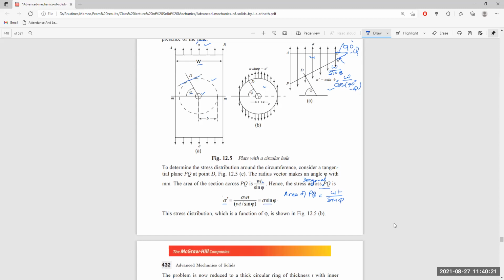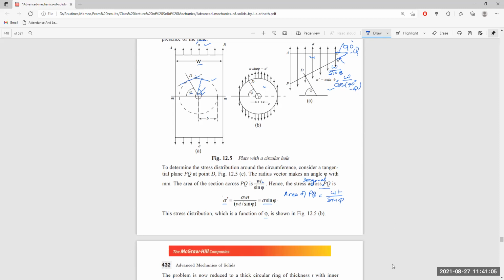This distribution here is a function of PQ, meaning this stress distribution is a function of this angle phi, and this phi can be defined at any position by drawing this radius with different values of phi. We can take the tangent of this line, and the load shared by this tangent is given by sigma multiplied by sin phi. But sigma is the original stress acting at both ends of the strip itself.